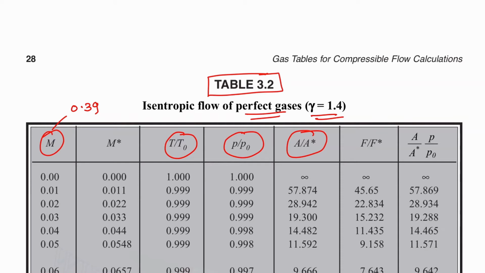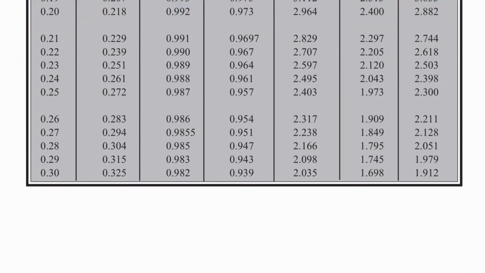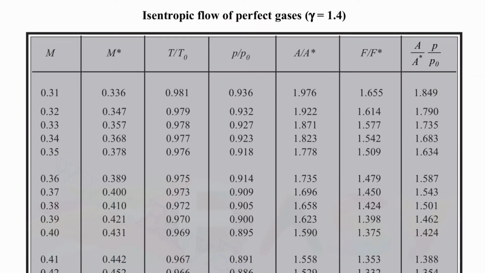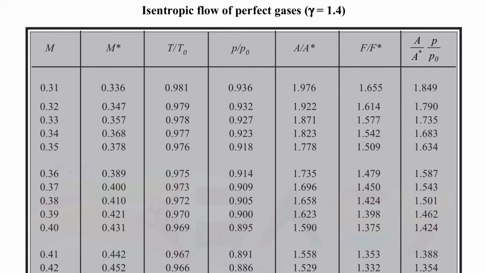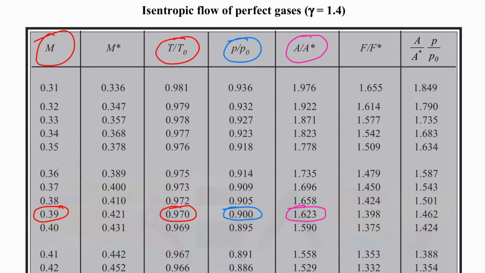So I'll search Mach number equal to 0.39. Let me scroll. Mach number equal to 0.39. Okay, here we have it. This is Mach number equal to 0.39, for which T by T0 is 0.97, then P by P0 is 0.9, and A by A star is 1.623. I have to note down all these values: T by T0, P by P0, A by A star.